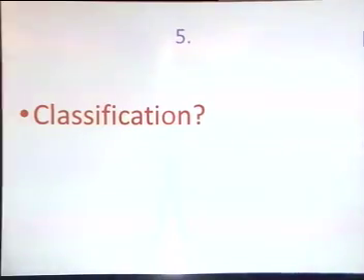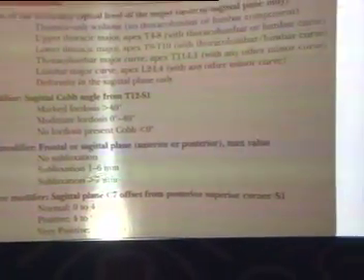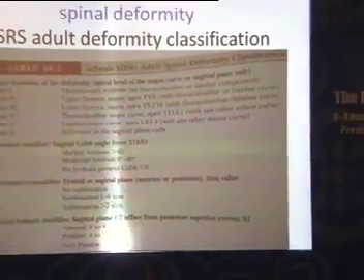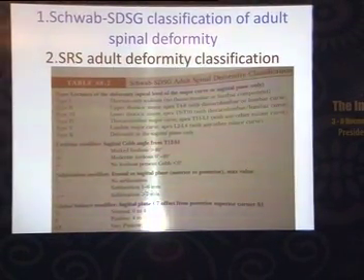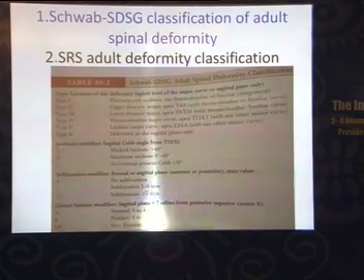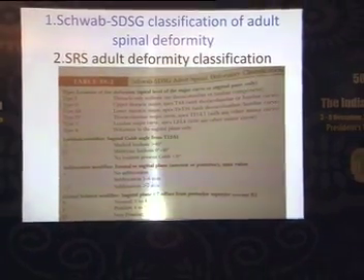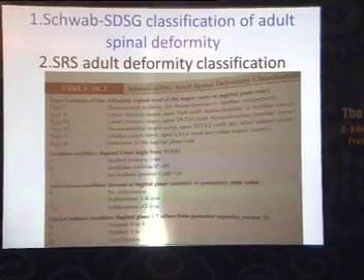We need a classification so that we are speaking a common language and to assess. And there are different classifications. I have quoted one, the Schwab Spine Deformity Study Group classification, which is easier. Then there is the SRS Adult Deformity Classification, but I found the Schwab SDSG classification easier, because type 1 is only a thoracic curve. Then type 2 is upper thoracic major.